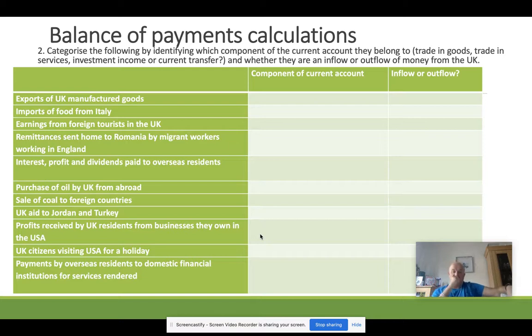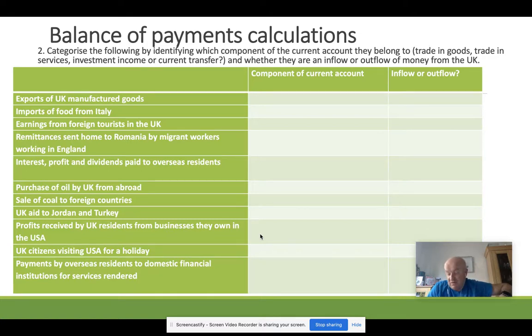Okay, next thing I'd like you to take a look at is another table, which in this instance asks you to comment on what part of the current account, which component of the current account, each of these transactions or activities fall into, and also whether it's an inflow or an outflow.